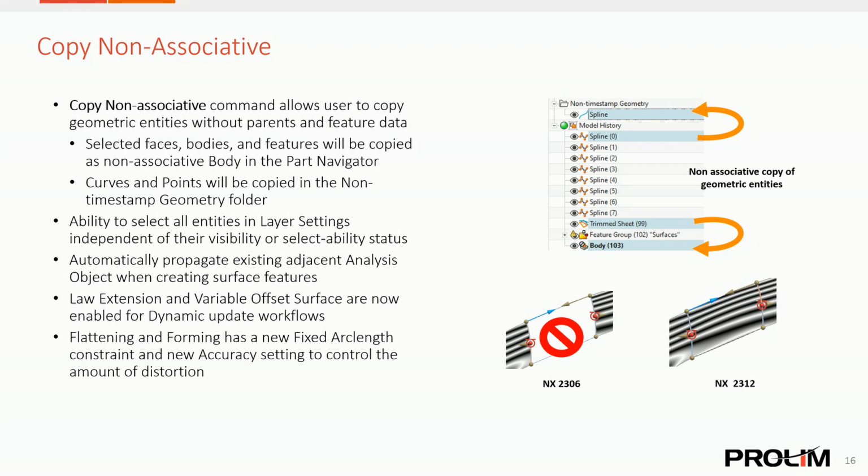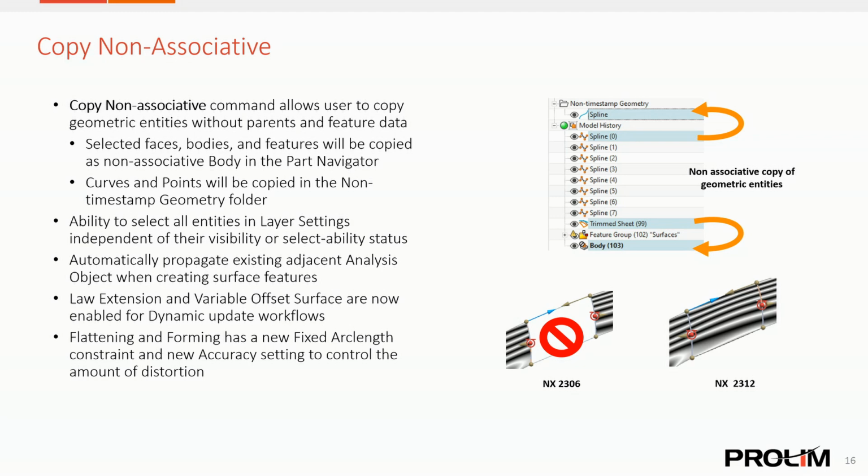Some dynamic update additions. The law extension and variable offset surface commands will actually update dynamically with changes. So if you make a change to a spline curve that is being used for a law extension or a variable offset, you can visually see that change while it's happening and while you're making that change. So a little bit more visibility there on those commands.